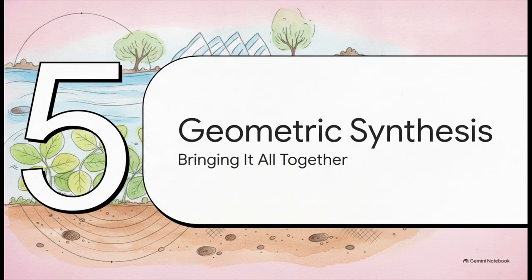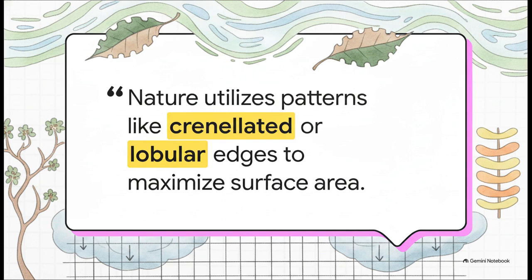Which brings us to our final section, synthesizing the geometric landscape. Whether we're curving the edge of a pond, strip planting cowpeas and maize, zigzagging a windbreak, or literally pitting the desert soil, we are applying the exact same foundational theory. Nature utilizes patterns like crenellated or lobular edges to maximize surface area and efficiency. That is the core takeaway today.